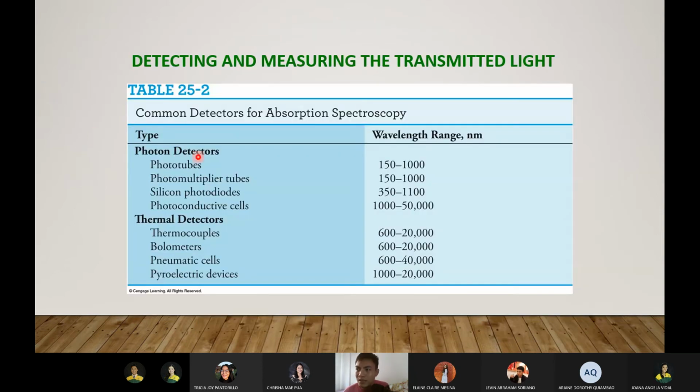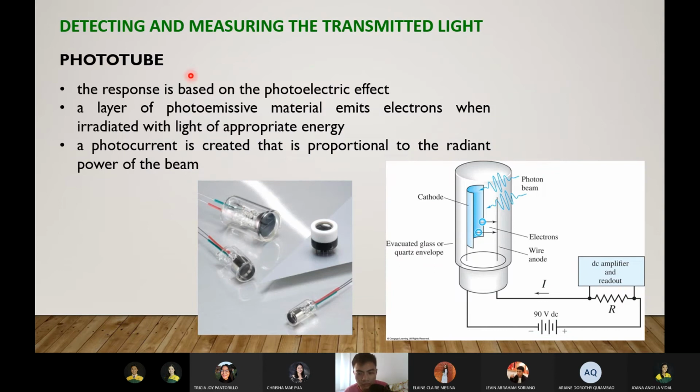So punta muna tayo dito sa photon detectors, mga nagde-detect ng light. Ito yung focus natin today. Phototube. This is a tube that determines the amount of photons that hits it. So at the end of the spectrometer, you will have this. Ito yung diagram na. Suppose kunwari itong red ball pen ko gamit yung mouse, ito yung light, ito na yung transmitted light. So it will hit the metal here. The metal is the cathode.